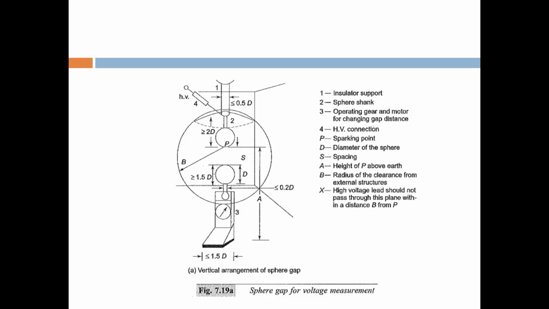You can just remember that two spheres are given. High voltage is connected, sometimes coming through a resistance. Why? To limit the breakdown current, which would otherwise be very high. It is not shown here, but if you refer to the book, you can clearly see that resistances are also connected. And what are the advantages of connecting the resistance in this case?